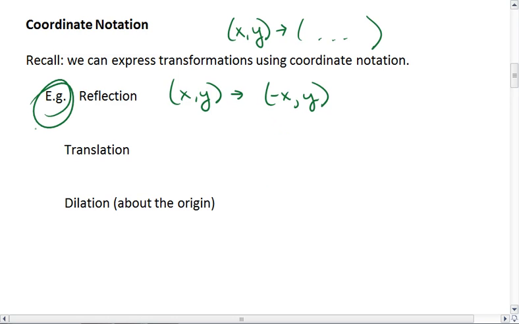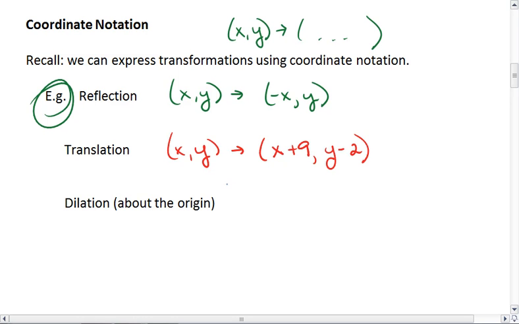A translation shifts things. We can shift both horizontally and vertically. Let's say we shifted 9 to the right and we went down 2. Then the coordinate notation would reflect that we added 9 to x and subtract 2 from the y values.